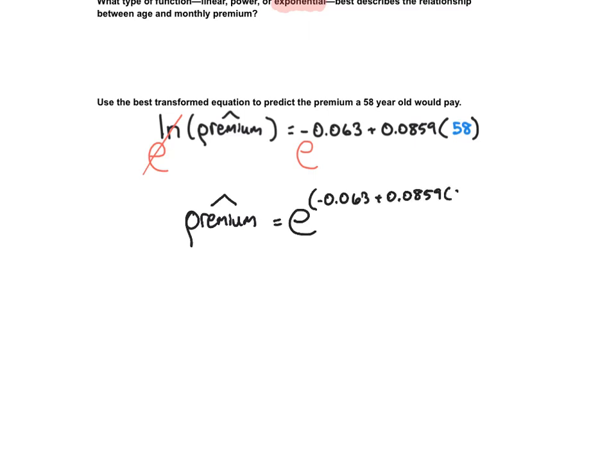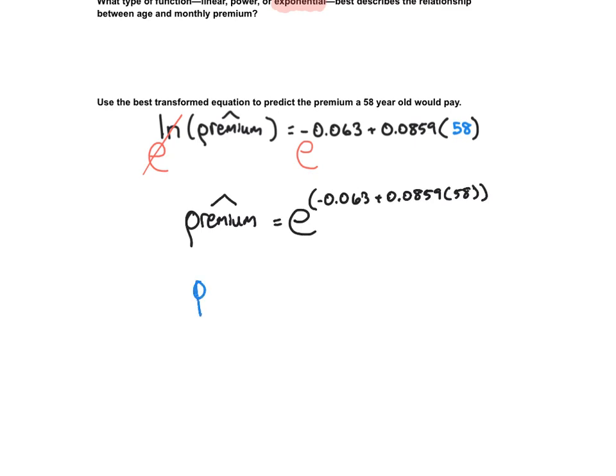0.0859 times 58. Literally going to put all that in my calculator. All right, here we go. In my calculator, now there is an E button. It's above the LN, the natural log button. It's the second natural log button, and that gets you E. So E to the, I like to put parentheses, negative 0.063 plus 0.0859, open parentheses, 58, close parentheses, and then close another set to close off the entire exponent. Hit enter, and this is what I get.